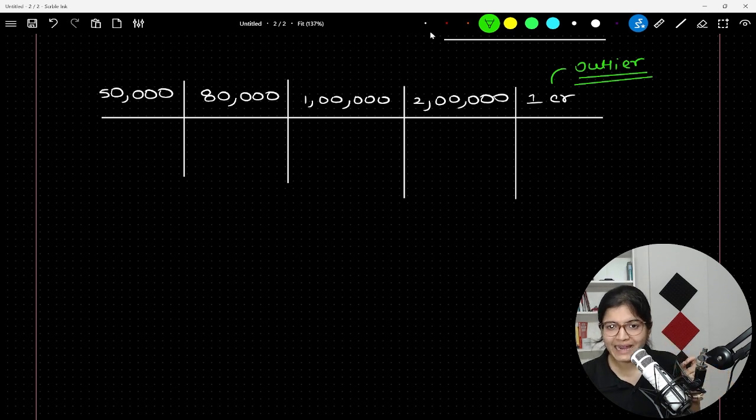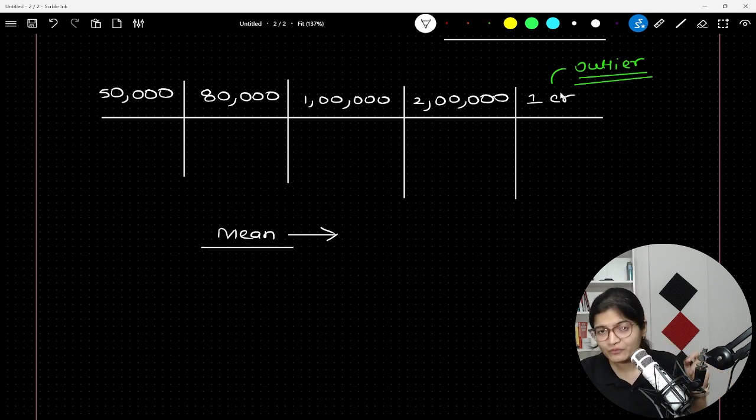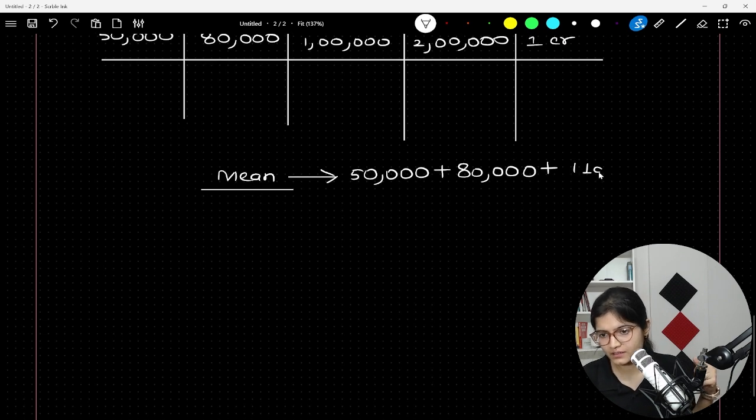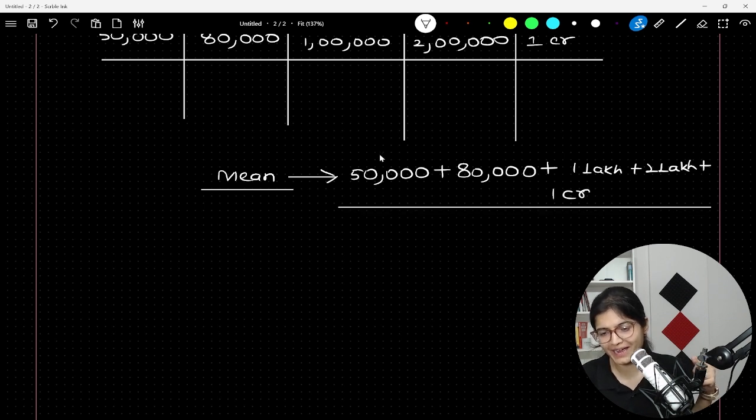Now, when I take the average or the mean with this outlier, the mean shuffles a lot. Because now you will say 50,000 plus 80,000 plus 1 lakh plus 2 lakh plus 1 crore, divided by the 5 terms, 1, 2, 3, 4, 5.